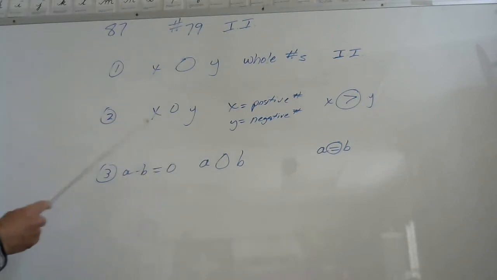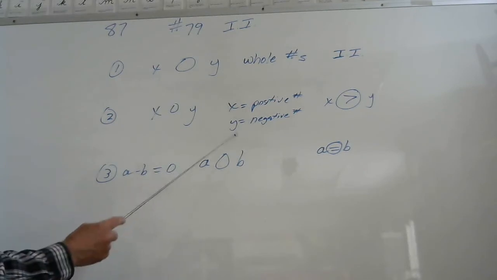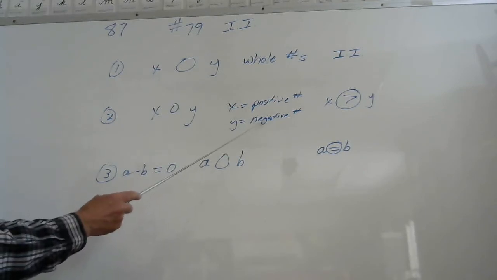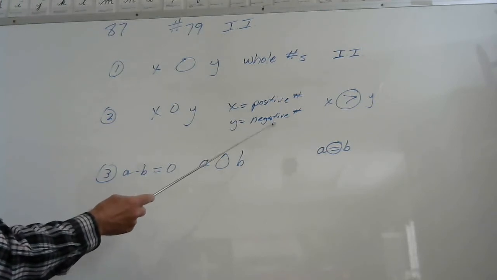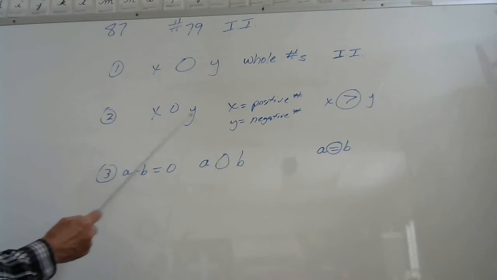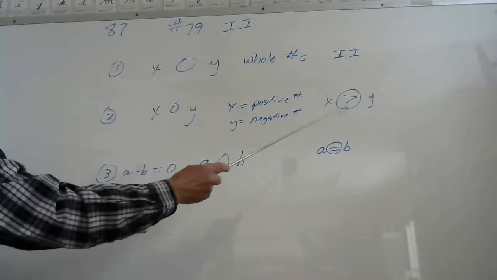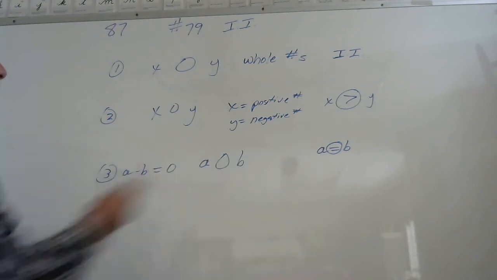On number 2 here, they have x and y. It says x are all positive numbers, y is all negative numbers. Well, if that's the case, all positive numbers are always larger than negative numbers. So 5 is larger than a negative 1. 50 is larger than a negative 50. So any numbers I plug in, x will always be larger than y.